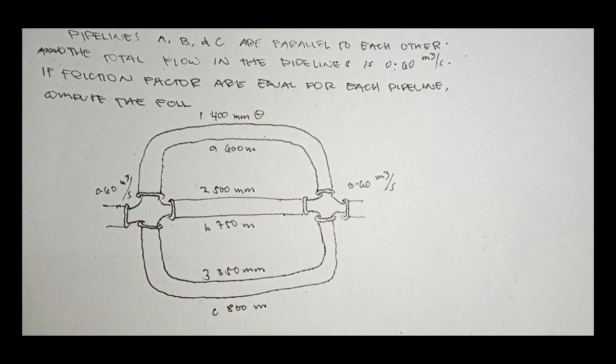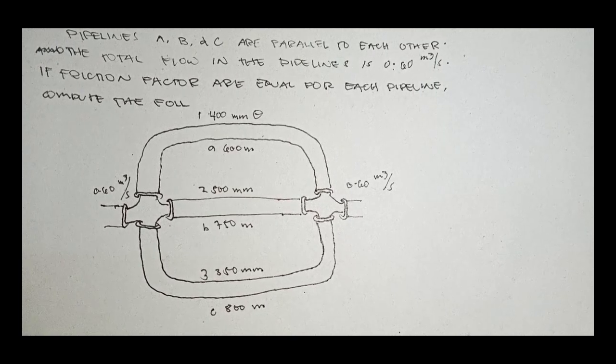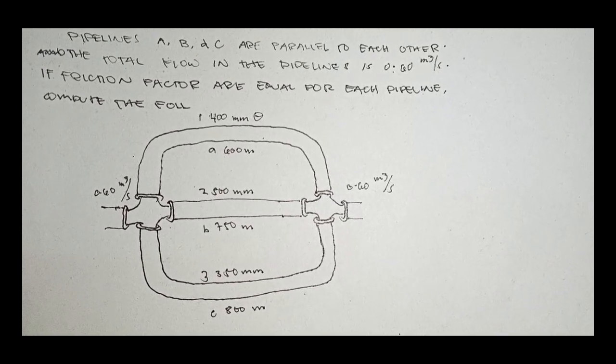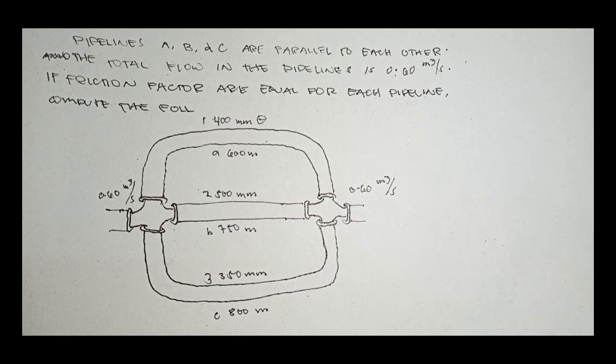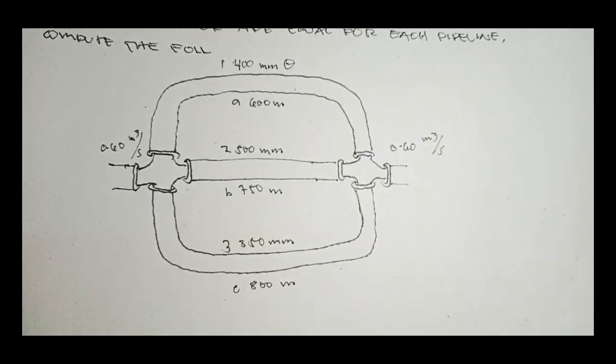Pipelines A, B, and C are parallel to each other. The total flow in the pipelines is 0.60 cubic meter per second. If friction factors are equal for each pipeline, compute the following.